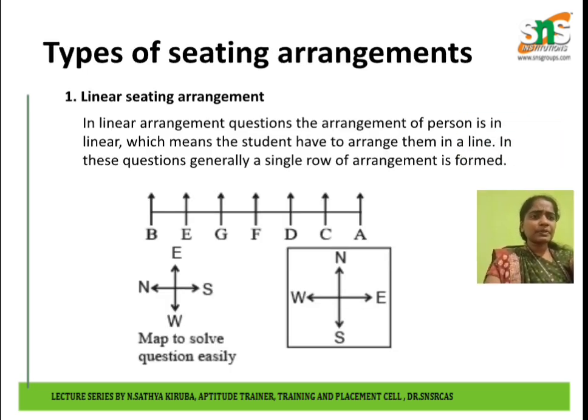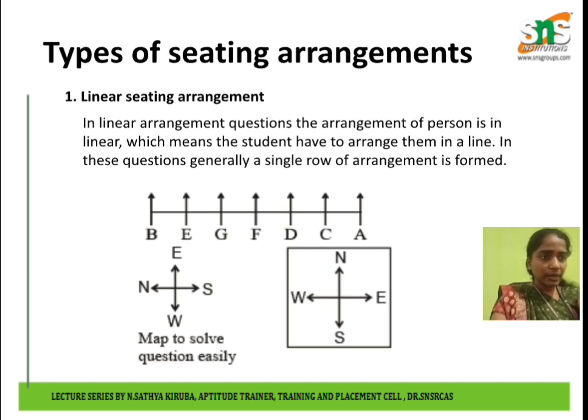There are different types of seating arrangements. We don't have only this type of seating arrangement. The first is linear seating arrangement, where a person is sitting in a straight line, either facing north or facing south. So whenever a question is given, you should understand the basic directions of the map: which is south, which is north, which is east, and which is west.